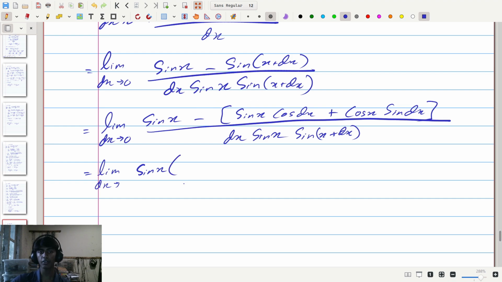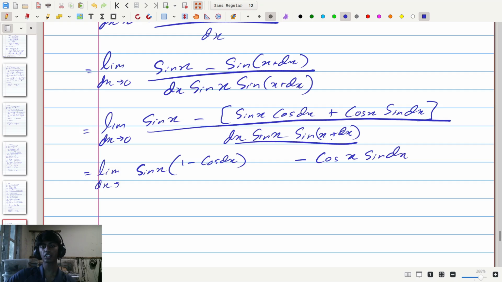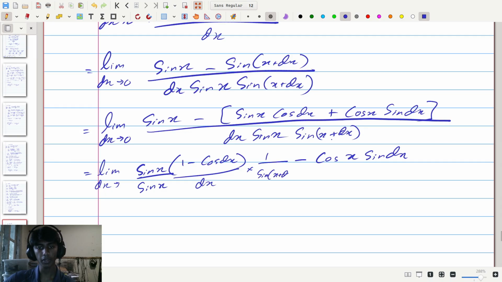I'm going to factor out the sine of x here and write this directly as 1 minus the cosine of dx, and then this extra part, which is negative cosine of x times the sine of dx, I'm going to write separately as negative cosine of x times the sine of dx. And then this whole thing needs to be divided by dx times sine of x plus dx, which I'm going to break into two denominators. This denominator I'm going to strategically write as sine x, here dx, and I'm going to have an additional 1 divided by the sine of x plus dx over here.